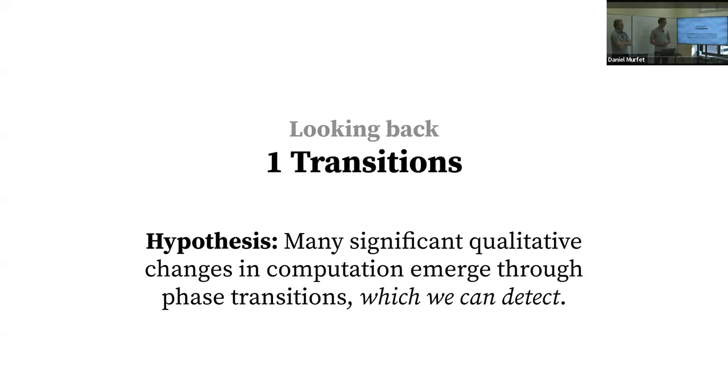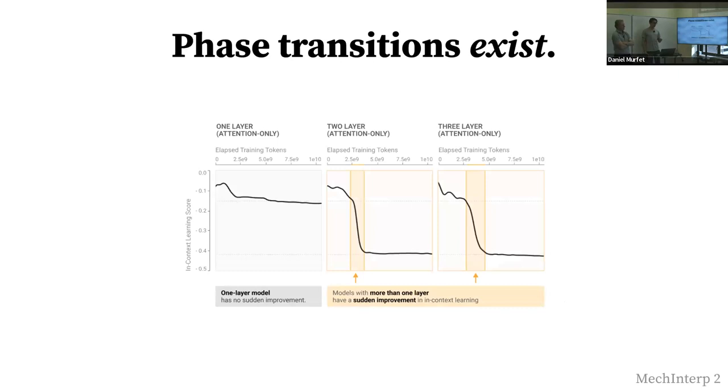The key hypothesis we have under transitions is that many significant qualitative changes in computation emerge through phase transitions, which we can detect. Now, if this is true, then the resulting contributions would follow. We have good reason to think that phase transitions exist. We saw in Rowan's talk the example of induction heads, which evolve over a very short period of time. They exhibit several of the other catastrophe flags that Dan just talked about.